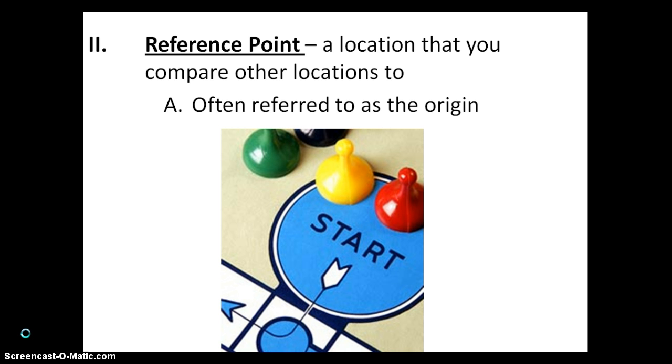Number 2, reference point is a location that you compare other locations to. It's a comparison point. So we often call it the origin or the start of something. So for example, if you're starting in a board game, you start at one spot, that's your origin, that's your reference point. And how far away you move from there, right, is how close you are to winning, right? So your reference point is how far you are away from the beginning, if that makes sense.